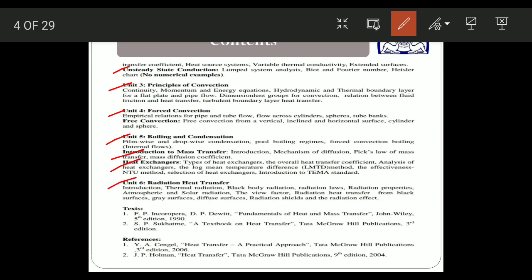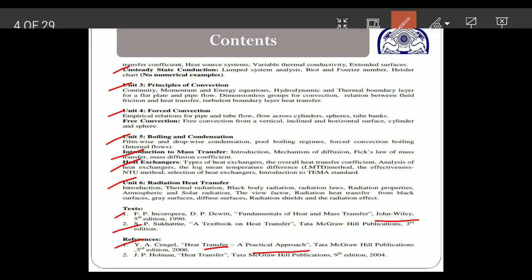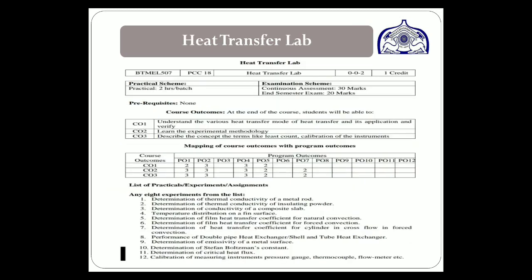So now the reference books you can refer for this particular subject are as follows. Textbooks: F.P. Incropera, D.P. DeWitt, Fundamentals of Heat and Mass Transfer. You can use this. This is also a very good book. And second, S.P. Sukhatme, also a very good book for this particular subject. And if you want to go into the details of heat transfer and you have to study in the application manner, then you go through Y.A. Cengel, Heat Transfer: A Practical Approach, of Tata McGraw-Hill publications. Okay, so these are the different contents and basic information.